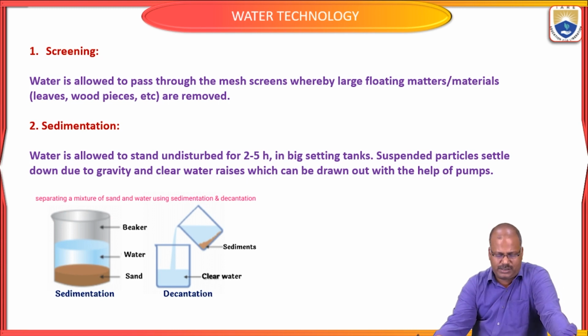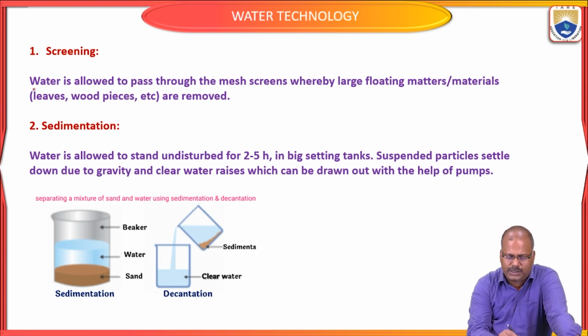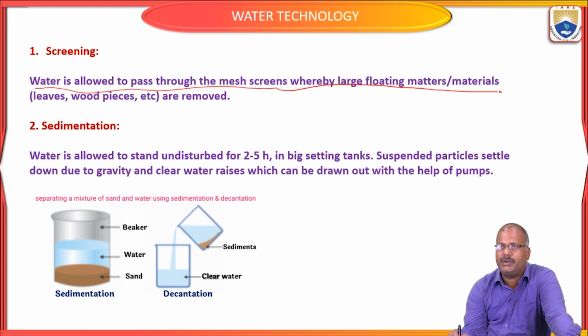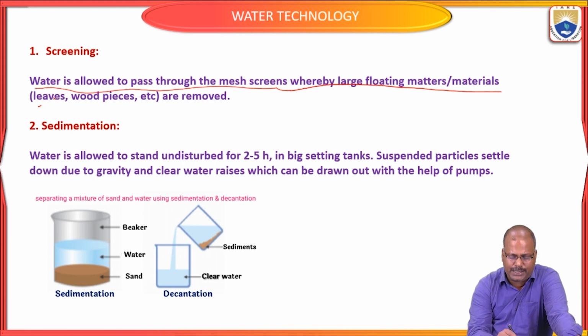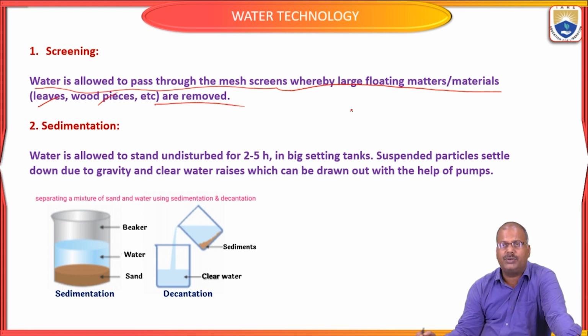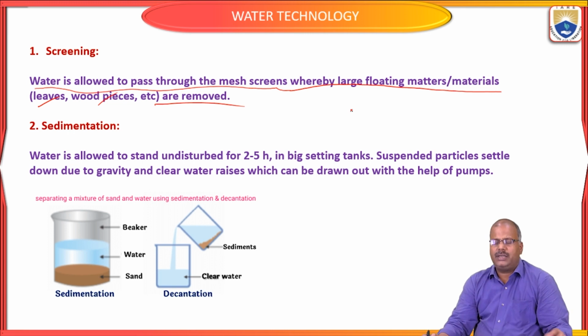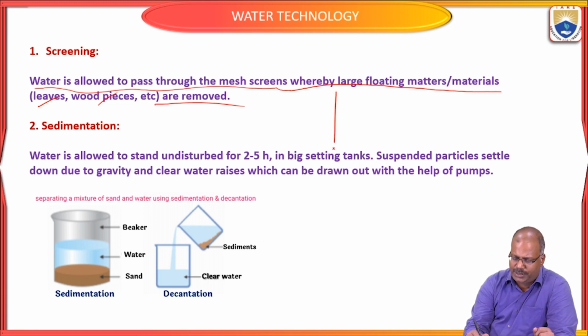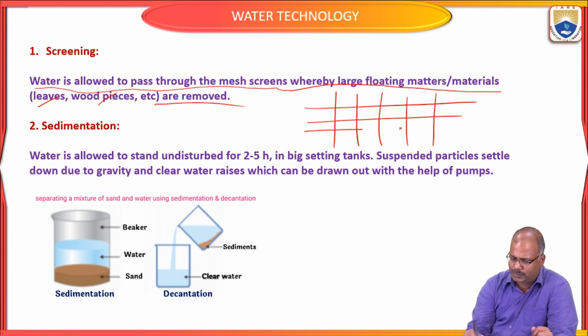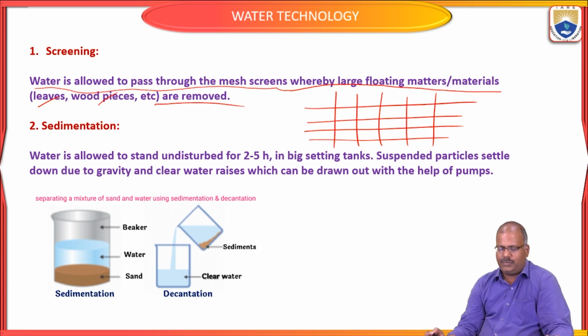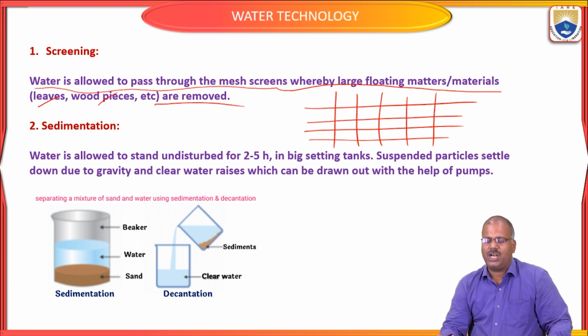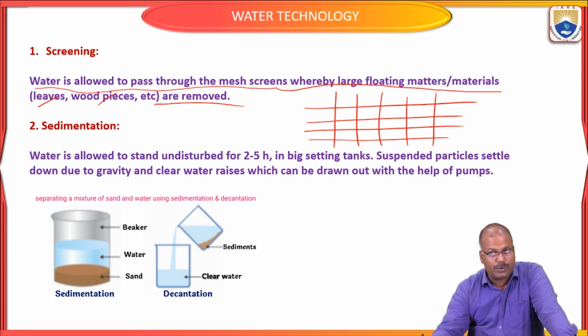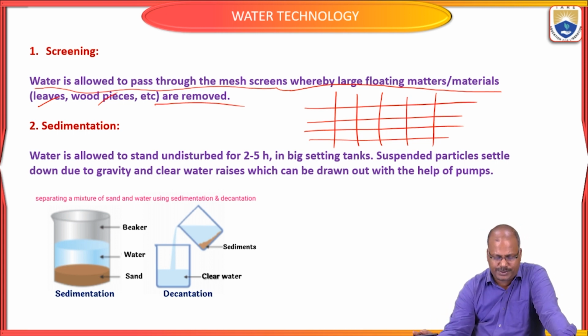Okay, screening. Water is allowed to pass through mesh screens, whereby large floating matter like leaves, wood pieces, etc. are removed. As I told, the meshes are quite big, so the bigger floating materials can get separated out by the screening process.